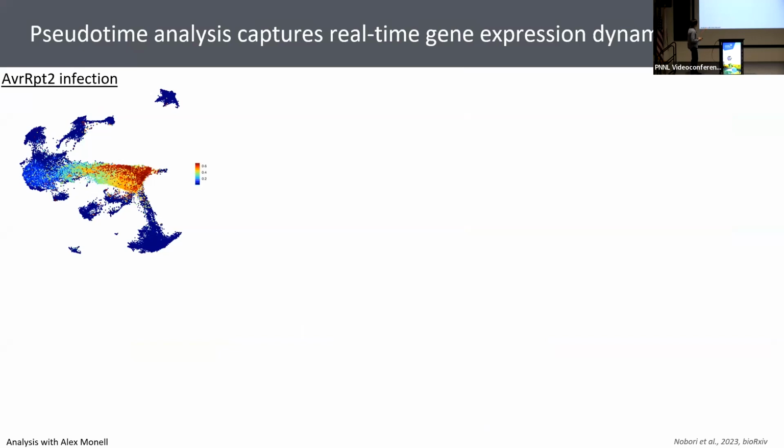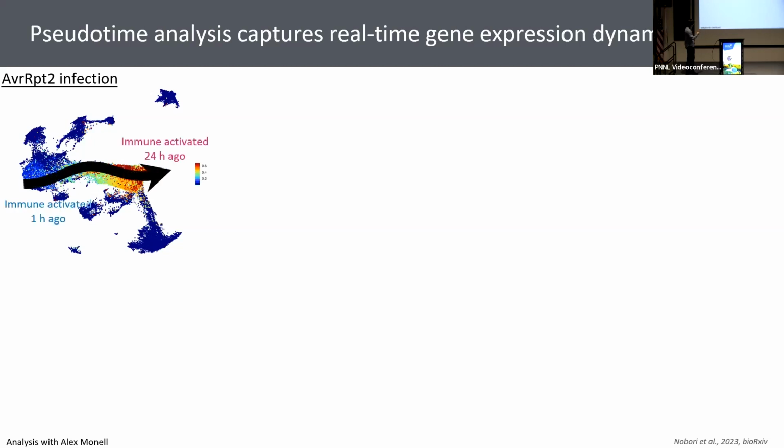So lastly, we also wanted to understand the temporal dynamics of immune responses. And for this, we applied pseudo-time analysis, where we infer the trajectory of gene expression changes. So we apply pseudo-time analysis only to the mesophyll cells, this is a pseudo-time prediction. So those cells show low value, high value here.